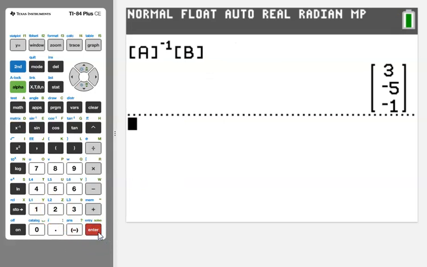And lo and behold, we have a nice integer solution. Notice this is an ordered triple. These are values of x, y, and z because we had a 3x3 system. Okay, finally we have a system that is not in standard form for the last example. This is example number 4.